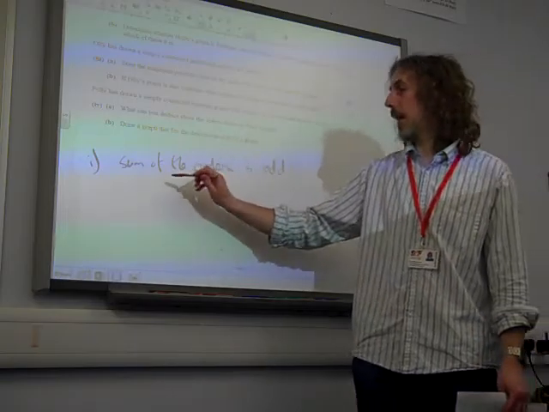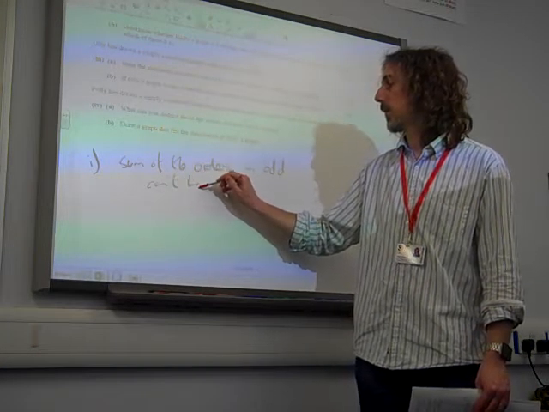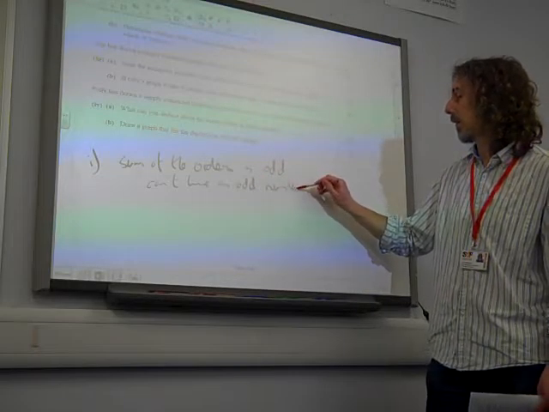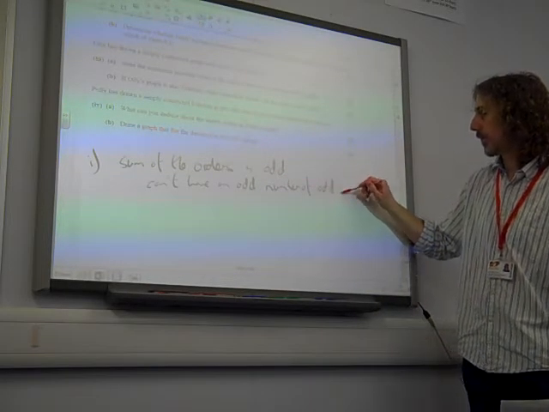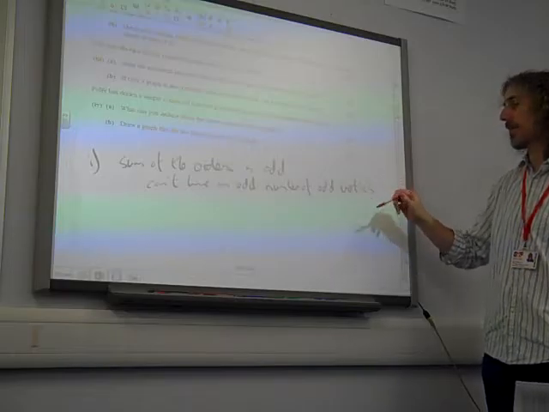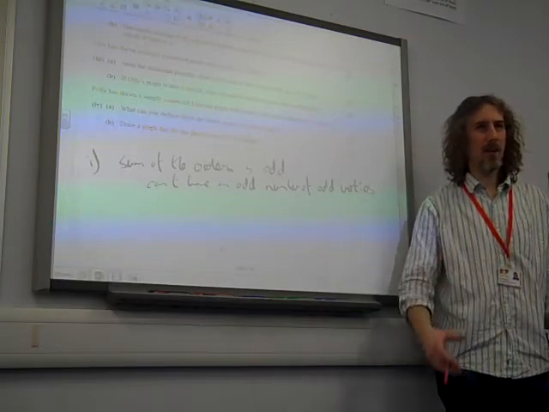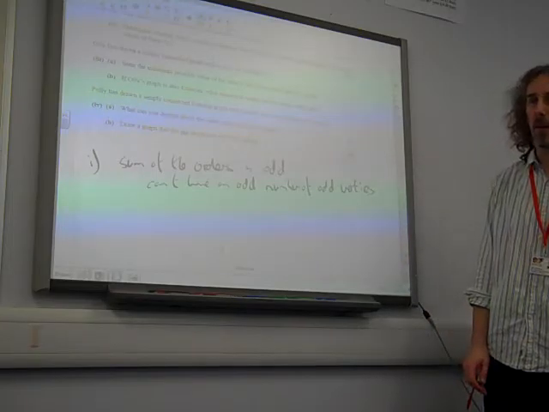So it can't have an odd number of odd vertices. We've got to explain something about how that doesn't work. It's not possible to do that.